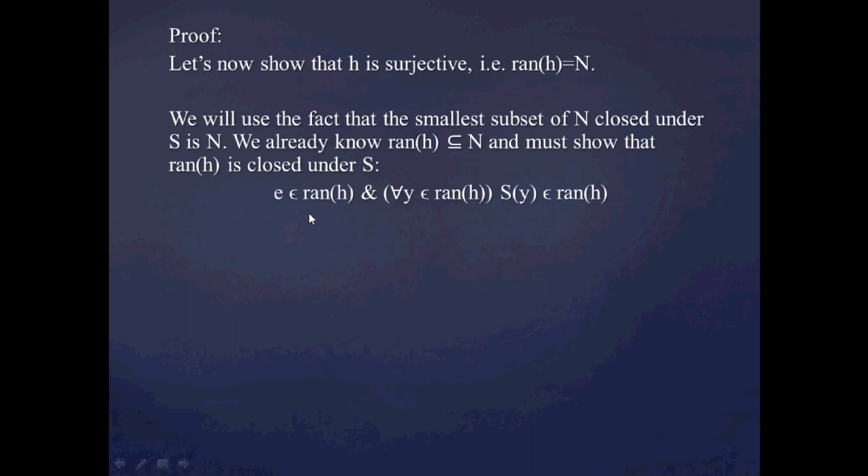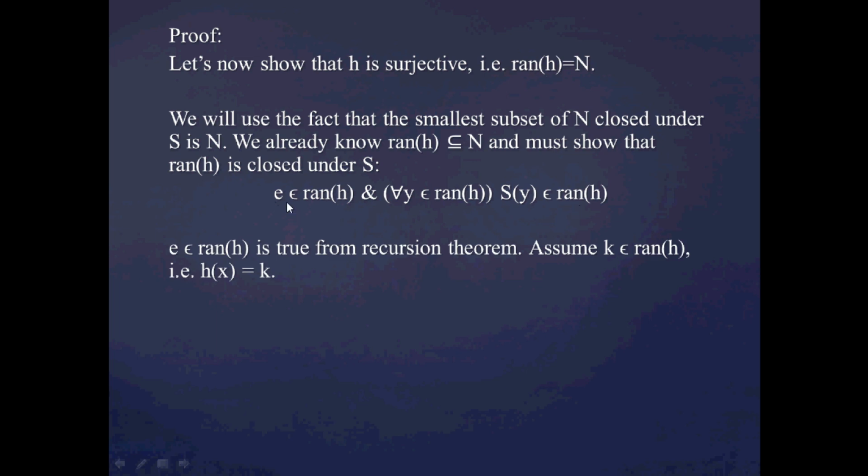Just to remind you what that means, we want to show that E is in the range of h, and that for all y's that are in the range of h, the successor of y is also in the range of h. Now this first part, that E is in the range of h, that's already guaranteed, for the reason that we know that h of 0 is equal to E. So we found that input 0, which is going to produce E, so E is indeed in the range of h. So that's true from the recursion theorem. Now let's deal with this second proposition here.